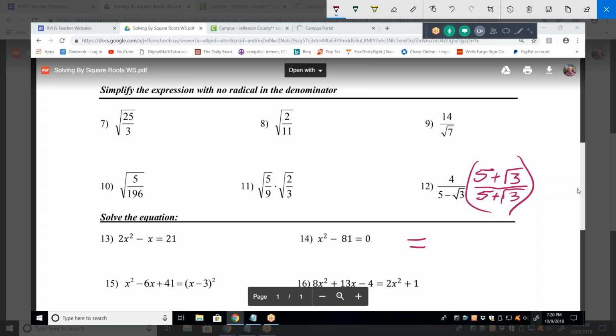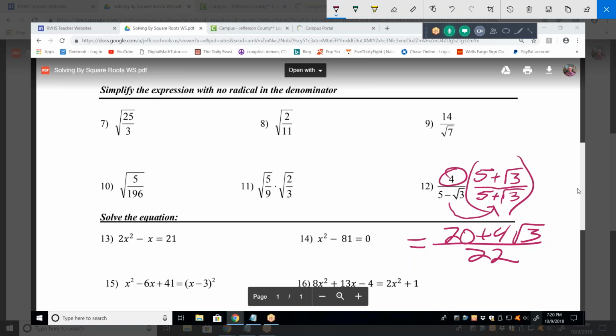The denominator turns into 25 minus 3. It just does. Because I'm multiplying by its conjugate, the radical goes away. End up with 25 minus 3, which is 22. In the top, I distribute the 4, so I get 20 plus 4 root 3. You with me?